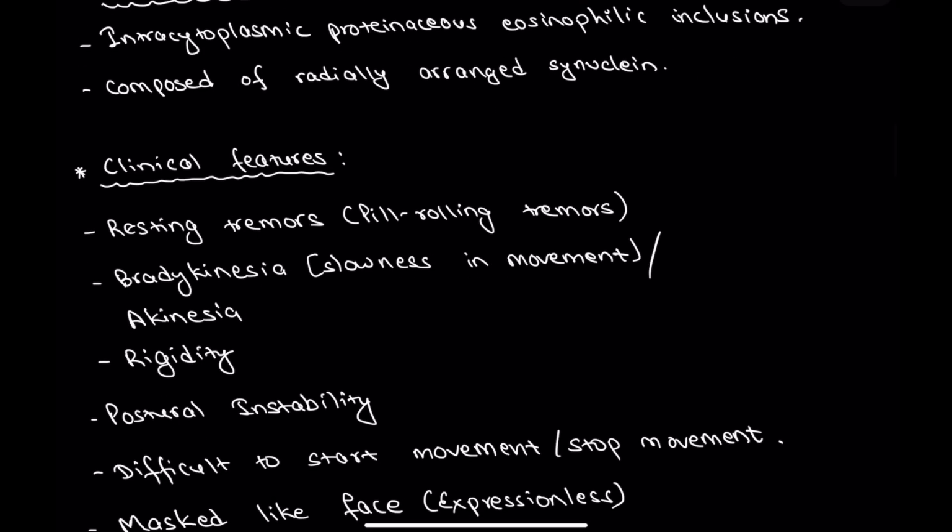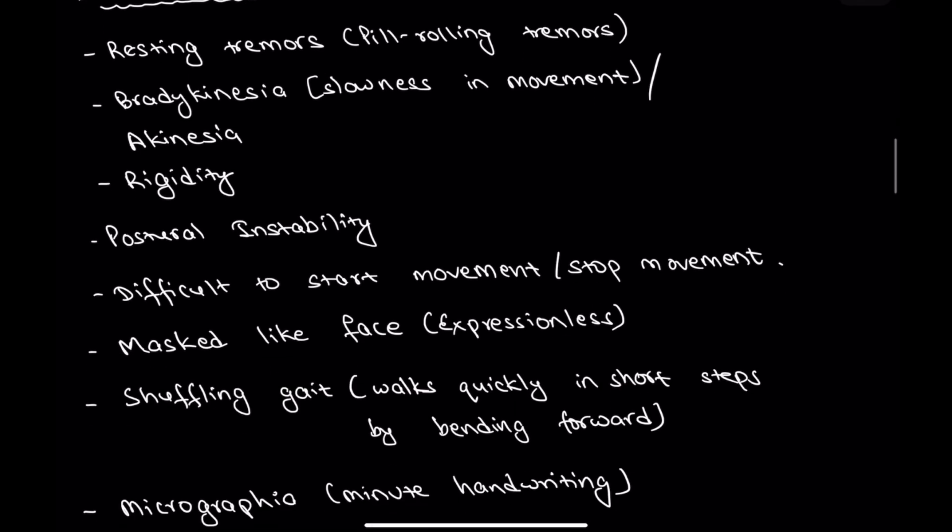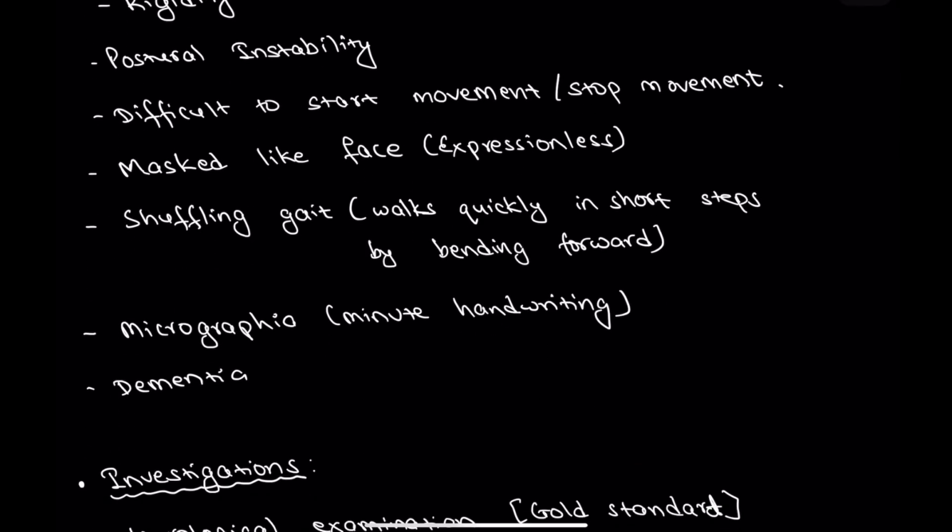The clinical features of Parkinson's disease are resting tremors, specifically we call it pill rolling tremors. There can be bradykinesia or akinesia. There will be slowness in movement, rigidity, postural instability. There will be difficulty to start movement and to stop movement also. The face will be expressionless, masked like face. Patient walks quickly in short steps by bending forward, which is known as shuffling gait. There will be abnormal minute handwriting, that is micrographia, and dementia is a late feature.